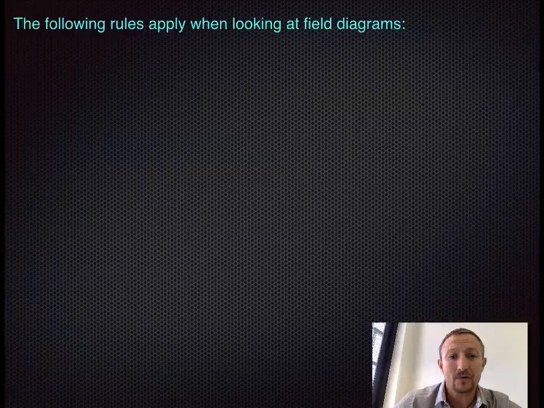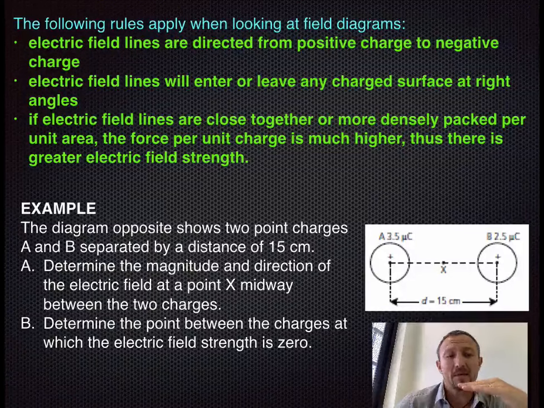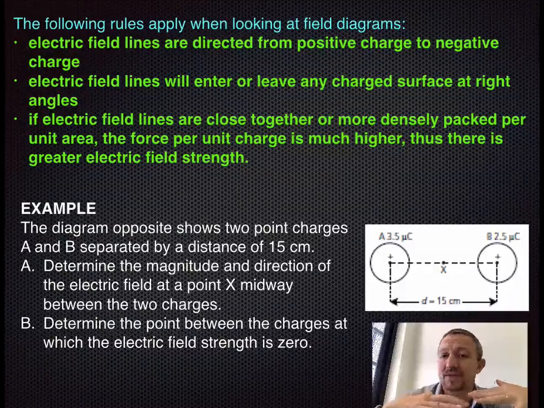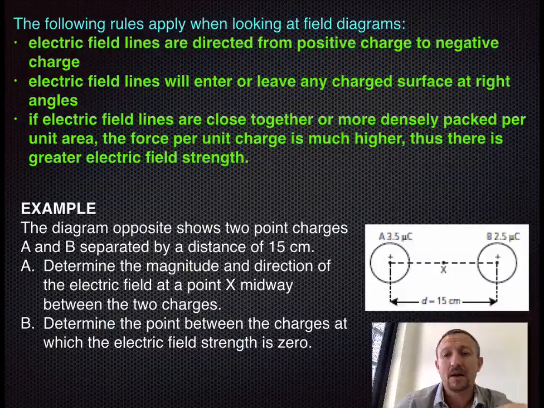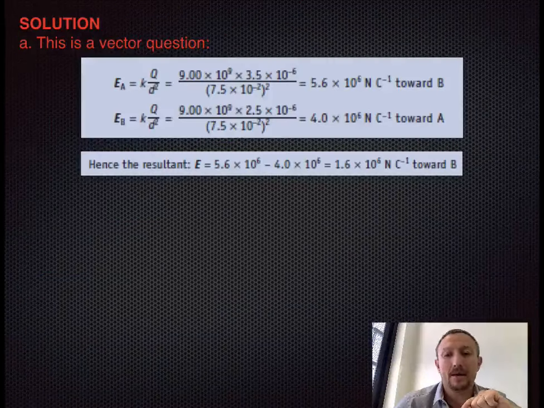Now remember, if we go back to the initial diagram, we know that they're both positive. So one's going to be acting from left to right and one will be acting from right to left. So they're going to go in opposite directions. So let's find the electric field strength at A at X, and at B at X.